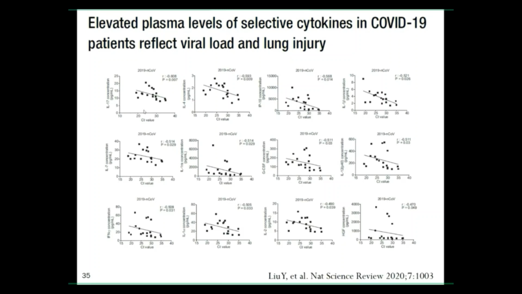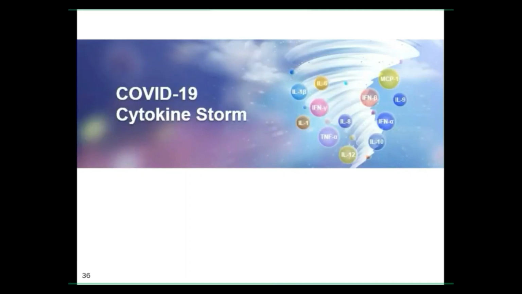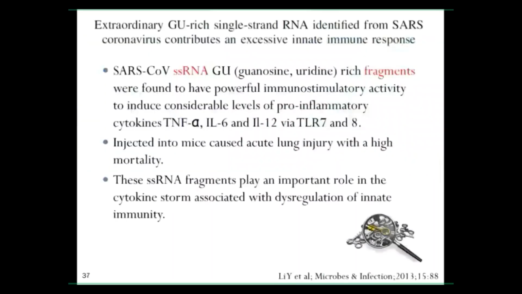The cycle threshold reflects the amount of RNA. It does not reflect the amount of living virus. So the host is developing a profound inflammatory response to dead virus. So we have this cytokine storm. So this is an excellent study which I think supports what I have been telling you.